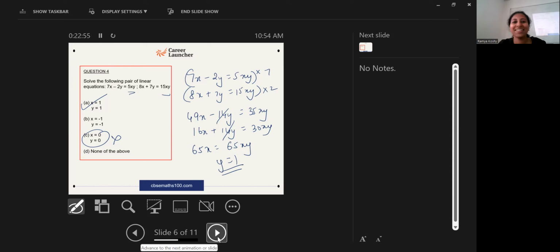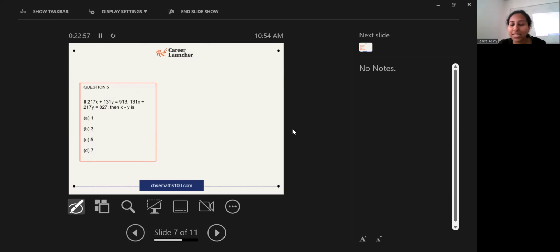Yes, ma'am. Okay. This one, the special case elimination. Find the answer quickly. 217x plus 131y equals 913. 131x plus 217y equals 827. Find the value of x minus y.